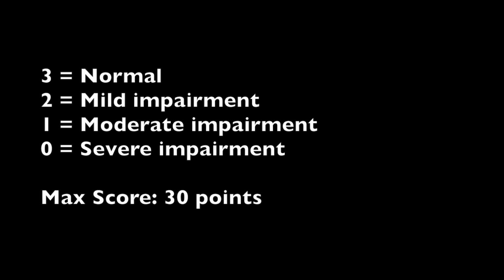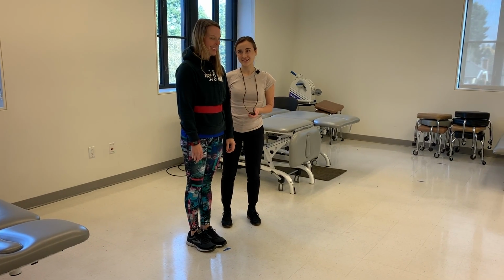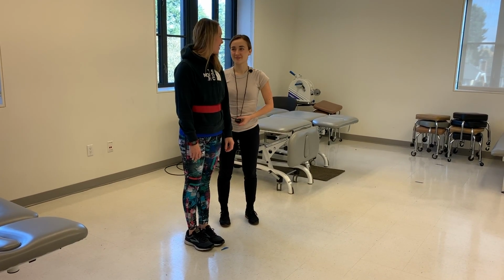Each item is scored on a 4-point ordinal scale ranging from 0 to 3, with 0 indicating severe impairment and 3 indicating normal ambulation. All items are summed to calculate a total score with a max of 30. Here, Natalie explains, walk at your normal speed from here to the next mark.